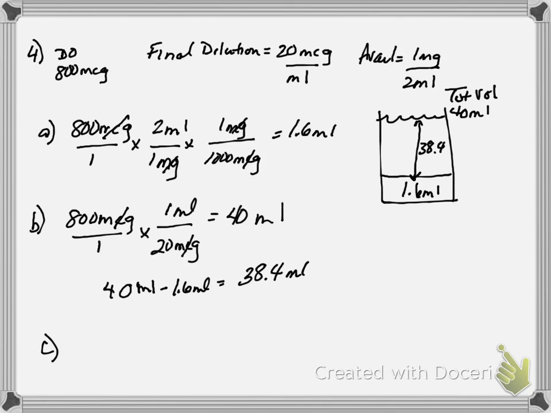Part C, the last part of the problem, says if you must administer this over 30 minutes, what is the ml per hour flow rate? So I go back to the total volume, which was the 40 mLs. I put that over 30 minutes. I do my time conversion, 60 minutes over 1 hour, and that gives me 80 mLs per hour, and that's how I would set the pump.